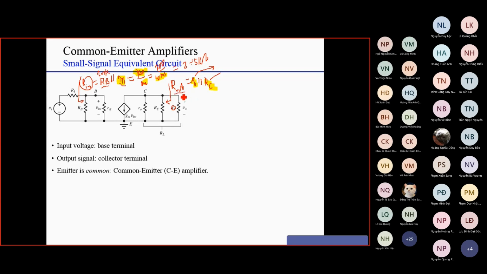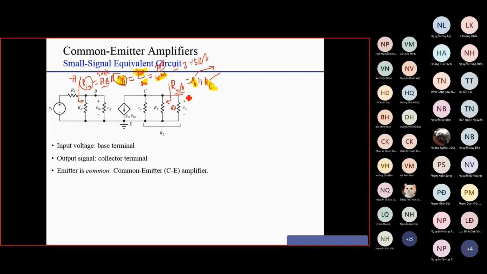So the input resistance here. Don't forget that we want to have R in very big. But R in here is limited by R pi, and R pi is in the order of 2 to 5 kilo ohm, for example. That means the drawback of the common emitter amplifier is that the R in, the input resistance, cannot be very big, okay? It is limited by R pi. That means it is limited by beta 0 and IC, okay?